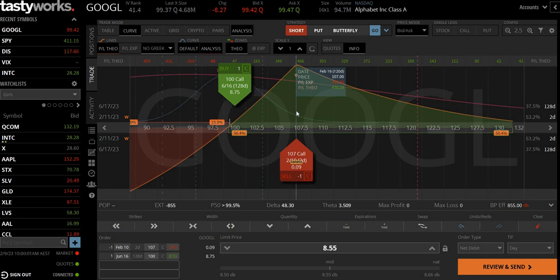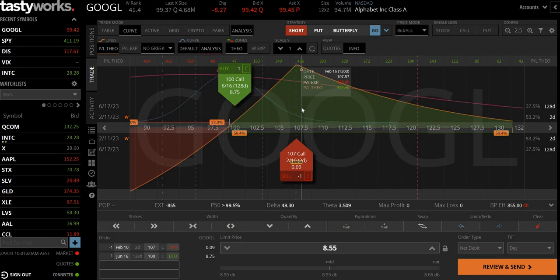Now, what happens if it doesn't work out? Then I still have till June to be right by rolling my position, by rolling my short position, the one that expires in 2 days. So this is what the potential return of a diagonal spread looks like. It's a risk-defined strategy. My maximum loss is $800. That's how much I invested into this deal.